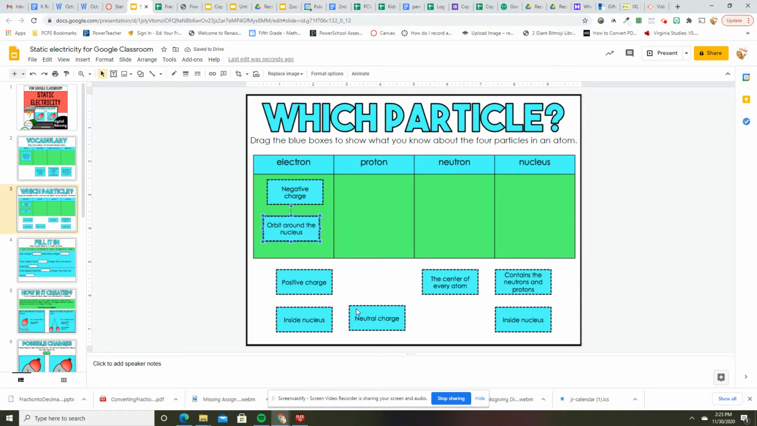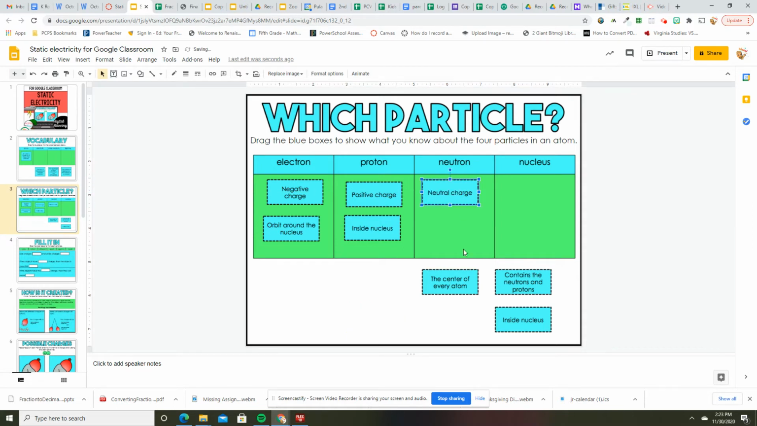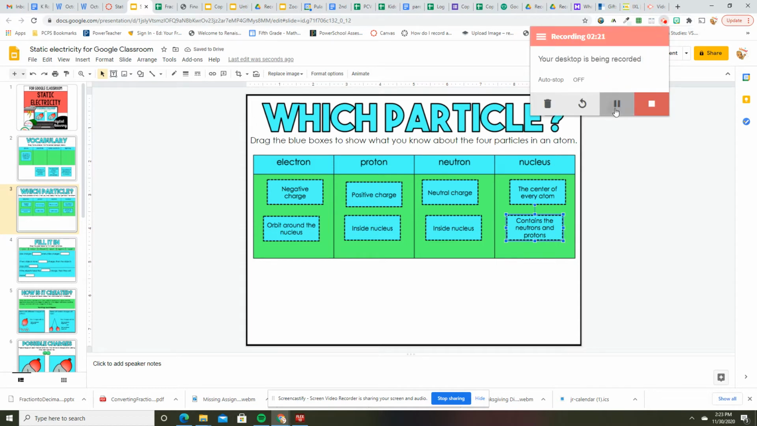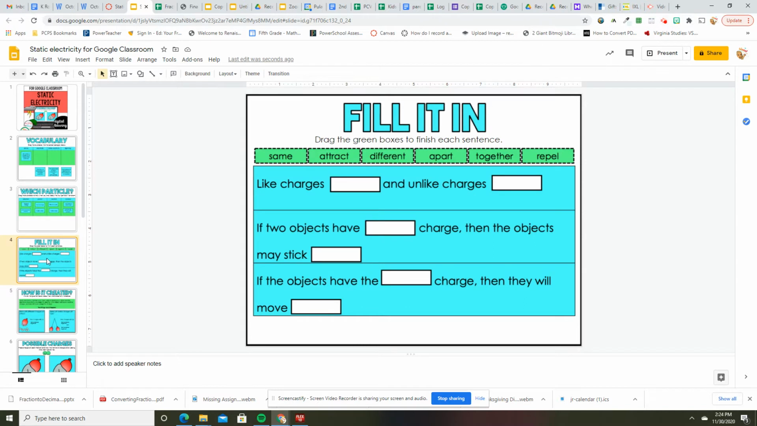A proton has a positive charge, and it is inside of the nucleus. A neutron has a neutral charge, and it is inside the nucleus. And then the nucleus is at the center of every atom, and it contains the neutrons and the protons. Okay, so let's move on.